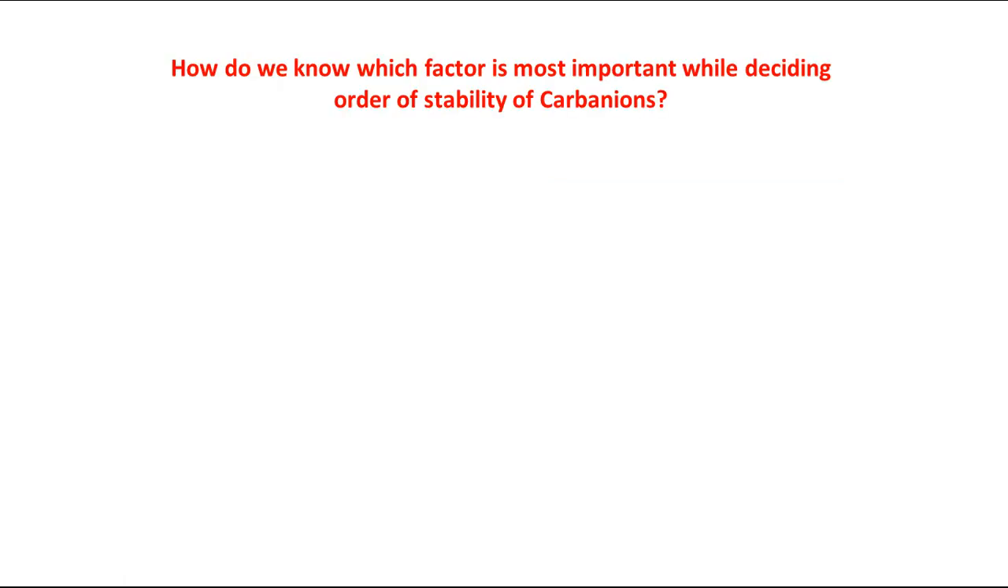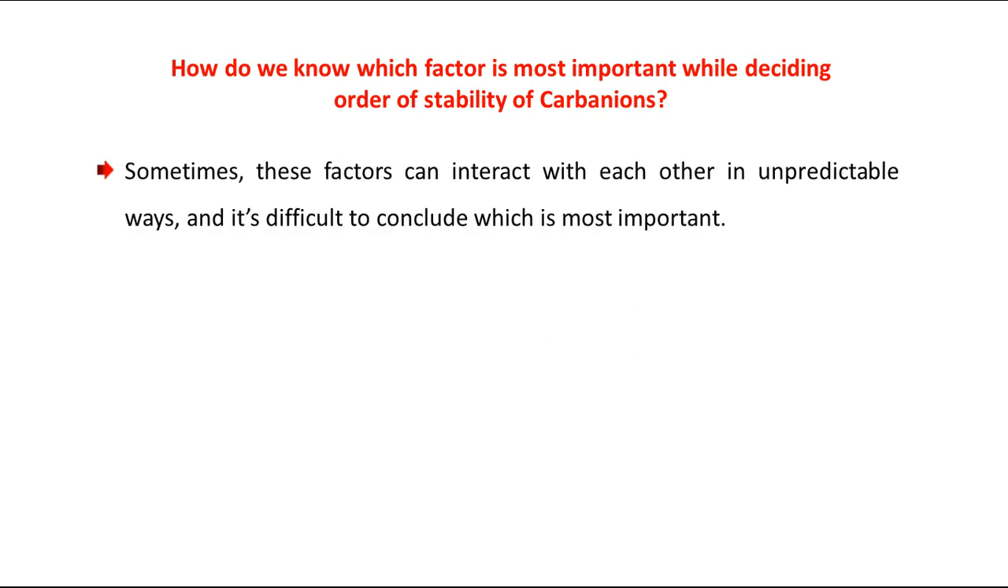Now one question we have after all this discussion related to stability factors, that is how do we know which factor is more important when we actually decide the order of stability of Carbanion. Suppose 3 to 4 Carbanions are given and it is asked to find the stability order, then how will these factors play their role, because which factor should we give more importance, that is the question. What happens sometimes is that they can interact with each other in unpredictable ways. So it is not very easy to conclude which factors we should give more importance.